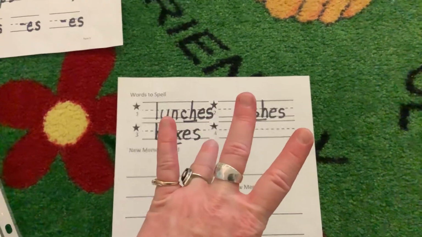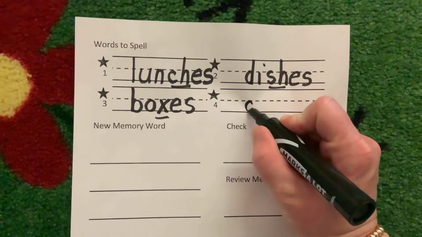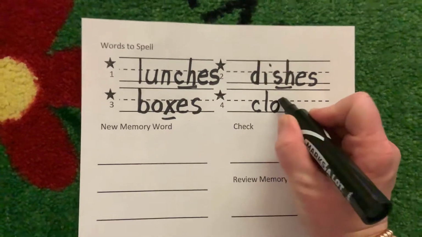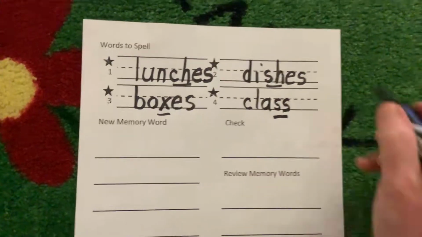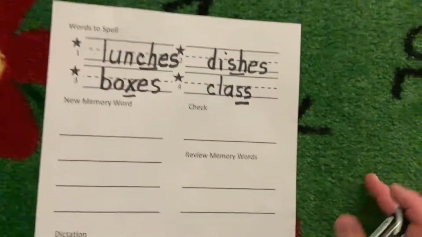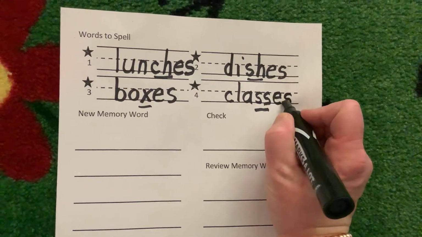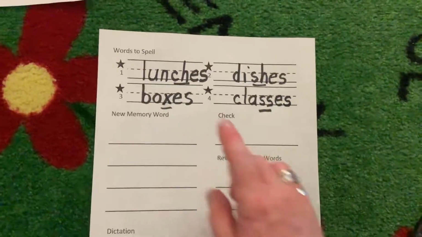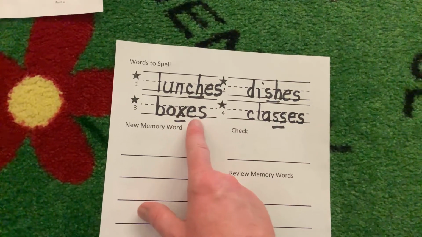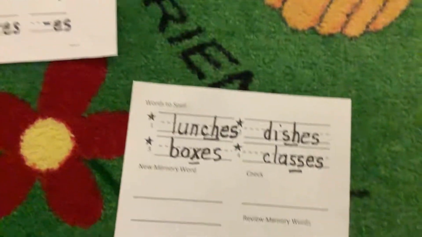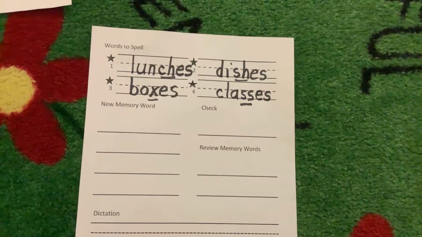Our last one, the base word, is class. Ready? Class. Four sounds, but five letters. At the end of a one-syllable word, after one short vowel, is spelled SS. But let's make it more than one. Classes. We have many classes at school. All right, let's go back and read these together now. Lunches, dishes, boxes, classes. That S kind of sounds like a Z sometimes. We know that S has two sounds, S or Z.